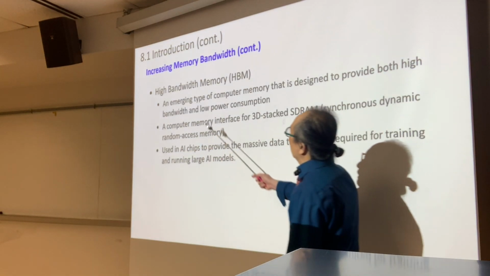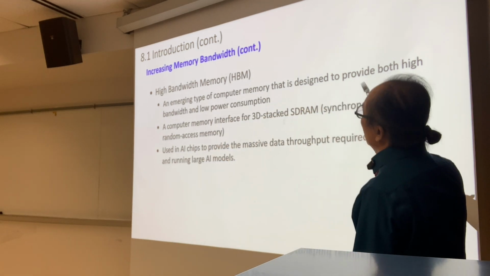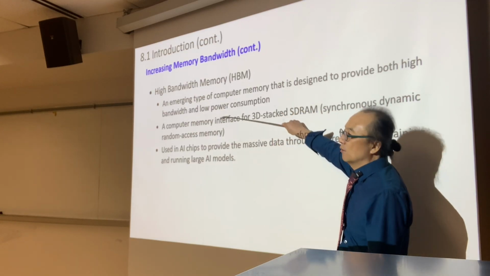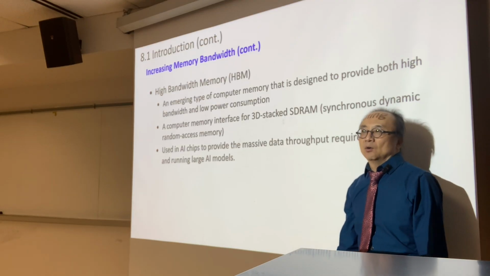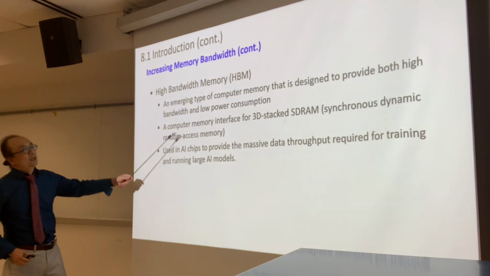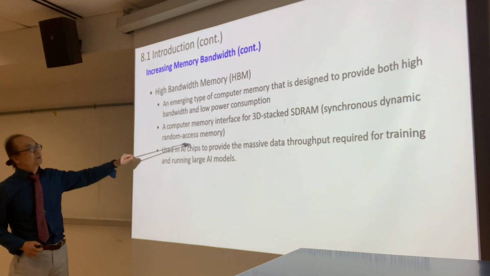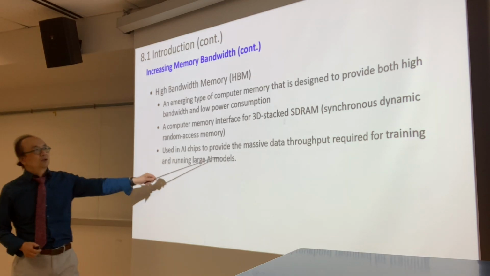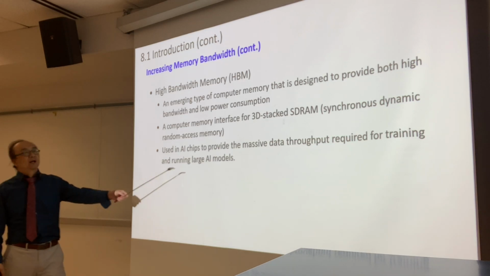High bandwidth memory is an emerging type of computer memory for high bandwidth and lower power consumption. Those are the key words they're trying to develop for this type of memory. We use SDRAM in here, synchronous dynamic random access memory, and it is used in AI chips to provide the massive data throughput required for training large AI models.